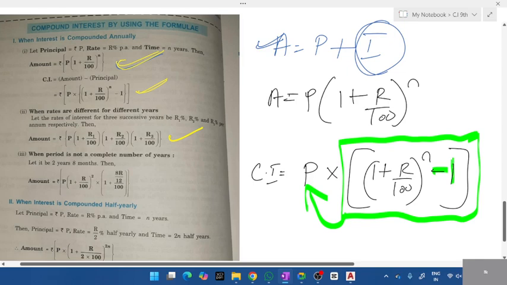Fine. When complete year is given, for example, 1 year, 2 years, 3 years, when complete year is given, we use this formula. Look at the next one. When, the third formula.